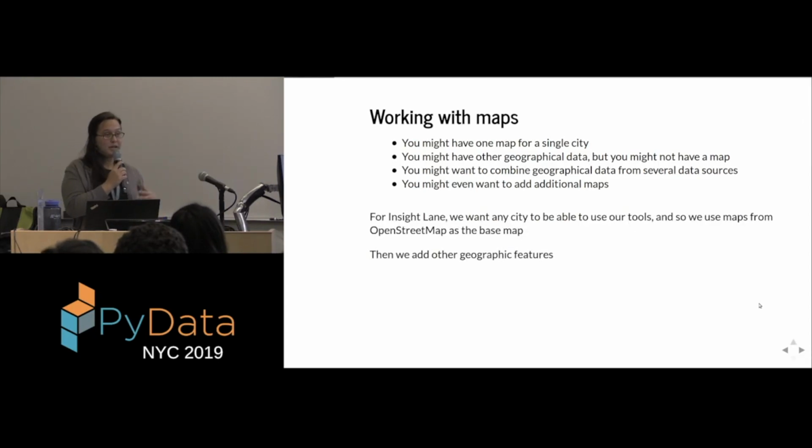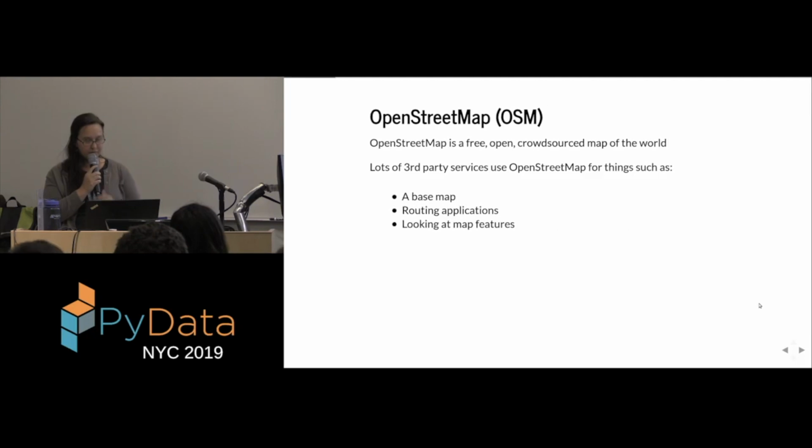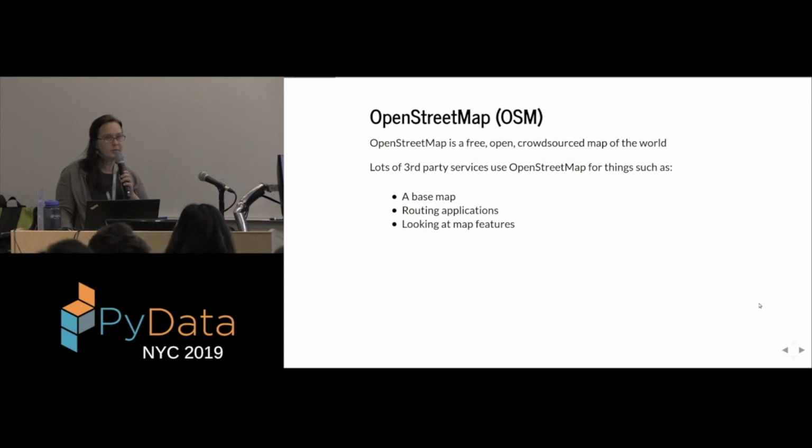For Insight Lane, we want any city to be able to use our tools, and so we're using maps from OpenStreetMap as our base map, and then we can add other geographic features onto the map. OpenStreetMap is a free, open, crowdsourced map of the world. It's very widely used. A lot of third-party services use it for a variety of things, such as a base map for visualization, routing applications, and looking at map features.